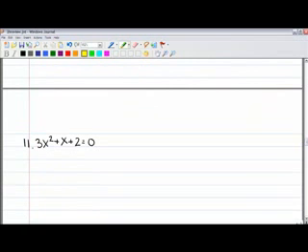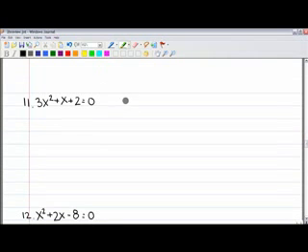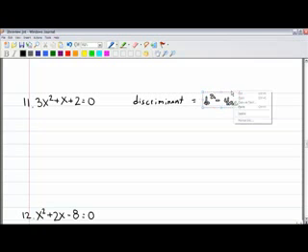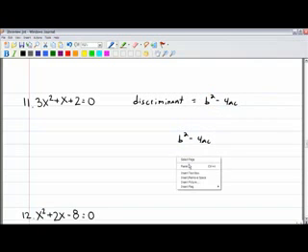Alright, moving on to problem 11. Find the discriminant, use it to determine how many solutions, and solve it if it has at least one real number solution using the method of your choice. So, in number 11, the discriminant. That's equal to b squared minus 4ac. Now, if you remember, we got some rules here.